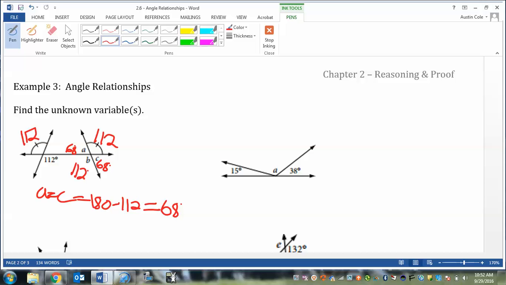Find out. So the whole thing equals 180. 15 plus 38 is 50... 127? Or 117? You have to add up 15 and 38 minus 180. Okay, yeah, 127. My bad.